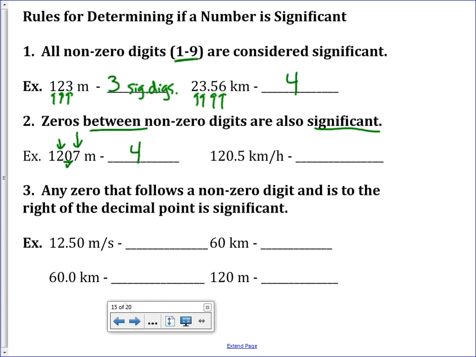In the next example, we have the measurement of 120.5 kilometers per hour. In this case, again, this 0 falls between two non-zero numbers, so this 0 is going to get counted as significant. So this particular measurement has, again, 4 significant figures.